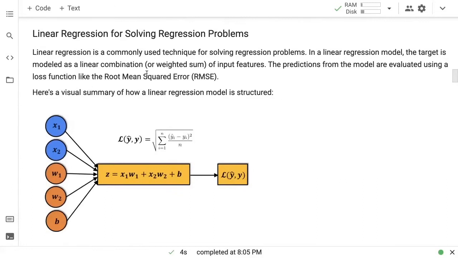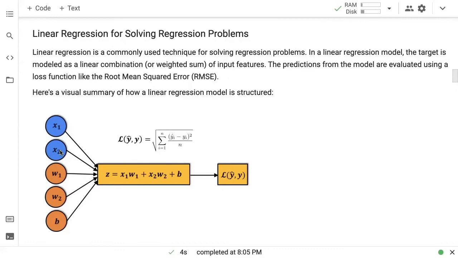solving regression problems, hence the name linear regression. And in a linear regression model, the target is modeled as a linear combination or a weighted sum of input features. For example, we said that trying to predict the medical charges can be done by taking a linear combination of some input features. So let's say we are looking at the input features age and whether the person is a smoker, so 0 or 1.